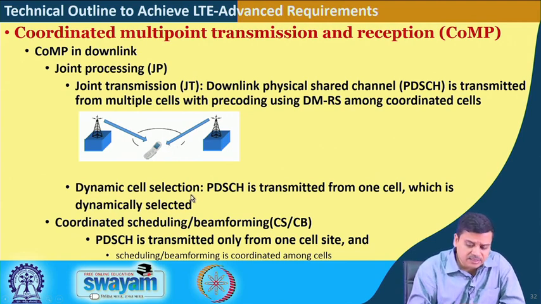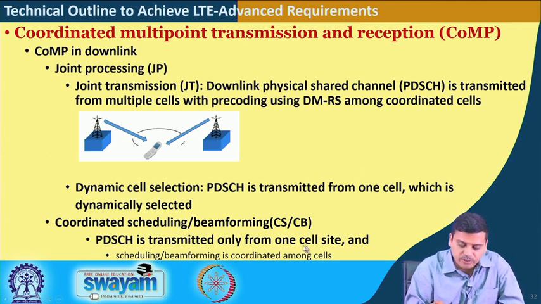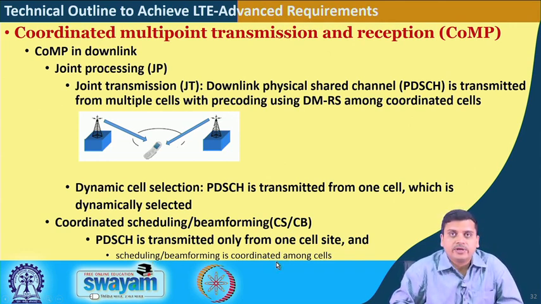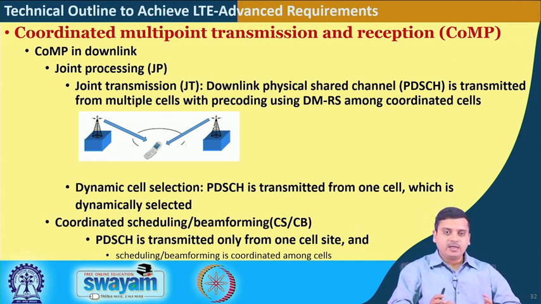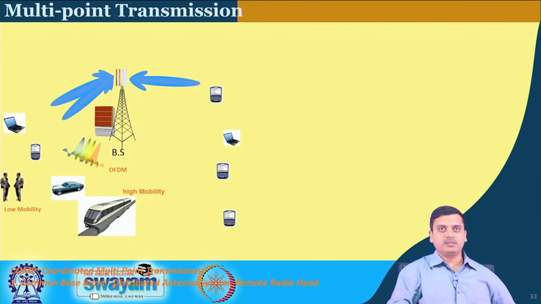Then there is dynamic cell selection. Also there is coordinated scheduling and beamforming. So, here the PDSCH which has been described here is transmitted only from one cell site, and scheduling or beamforming is coordinated from the other cell site. So, basically from one cell you transmit the data, and from the other cells they manage the interference by knowing or having information about the scheduling information from the other cell.